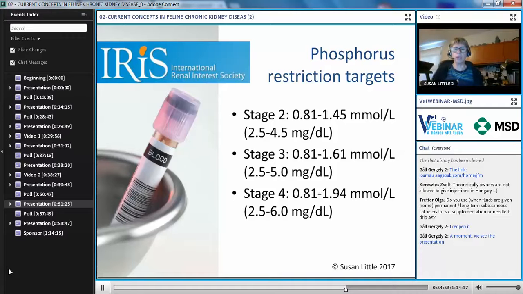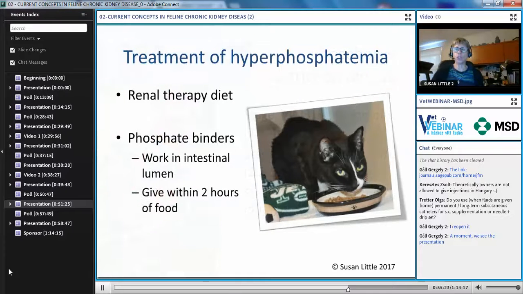But what I want to point out to you is these are all targets within your lab's normal reference range. So we're not talking about waiting until serum phosphorus rises above reference range. We're talking about keeping serum phosphorus at the low end of a normal reference range. So it's important to understand that distinction. We want to keep it well within the low end of your lab's reference range. And by doing that, by keeping serum phosphorus to the low end of the reference range, that's when we get all of those benefits that we just talked about.